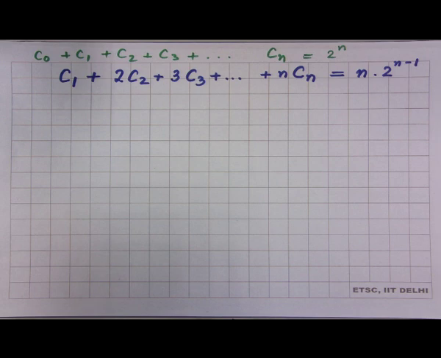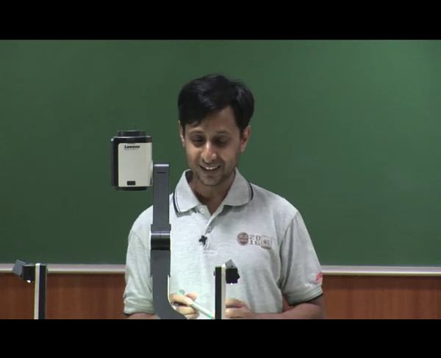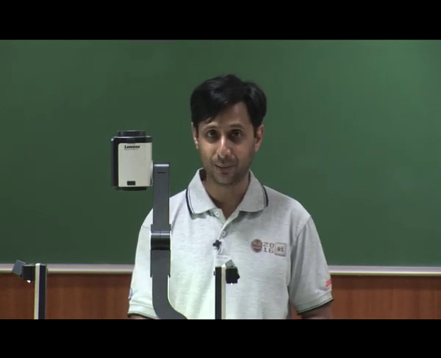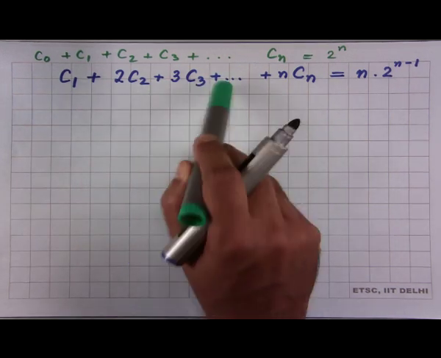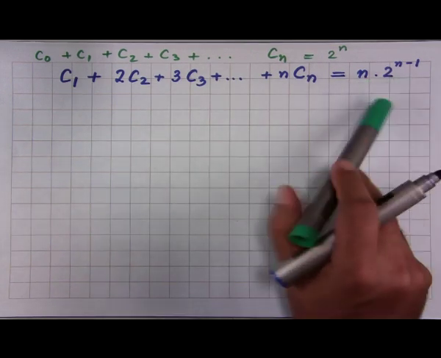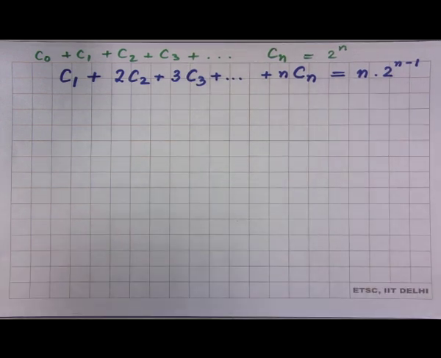Okay. So, this is similar, but not quite. You do not even start from C 0, right. Look, C 0 is gone, right. You start from C 1 and then 2 C 2 plus 3 C 3 plus etcetera all the way till n C n, and look at the answer, n into 2 power n minus 1.